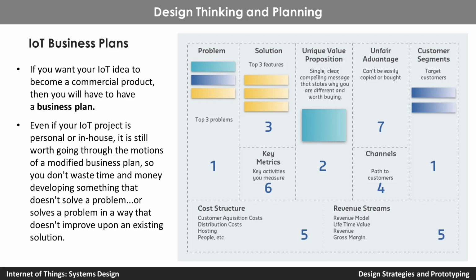And then what is the path to the customers? What are the channels? How we are going to reach the customers? And then how we are going to make a revenue. So what are the revenue streams, revenue model, lifetime value, the gross margins, and then you need to think about the cost of customer acquisition, distribution, hosting, and people, and development cost as well.